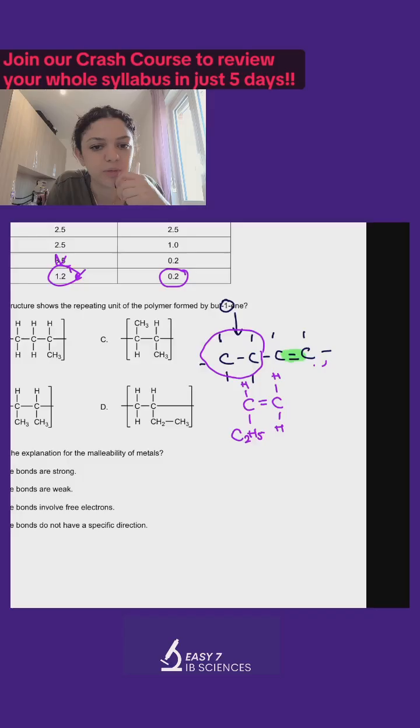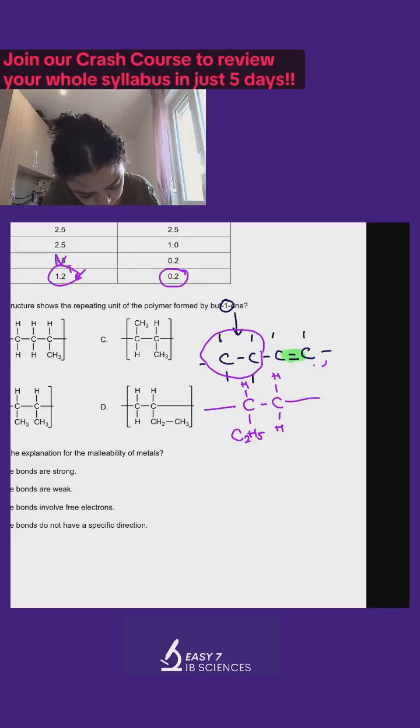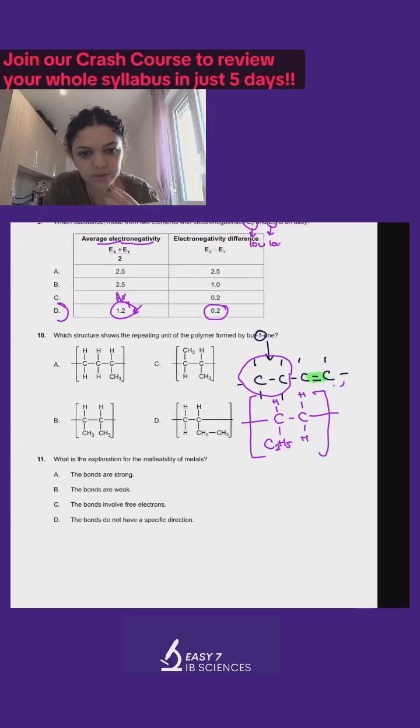The next step would be to open up that double bond. So what am I going to do? I'm just going to take this double bond, open it up like this, boom, and then draw my brackets. So your answer should look something like this.